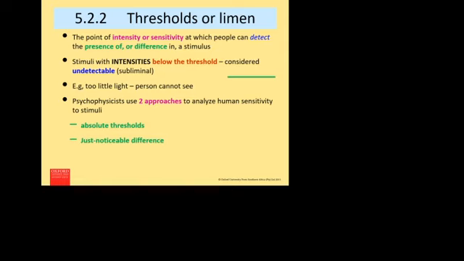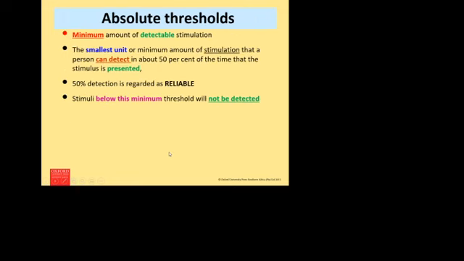Psychophysicists came up with two approaches. The first one is called the absolute threshold. The other one is called the just noticeable difference. The absolute threshold is the minimum amount of detectable stimulation. So we can detect a stimulus sometimes because it has the minimum amount of detectable stimulation. It is the smallest amount of stimulation that a person can detect 50% of the time.